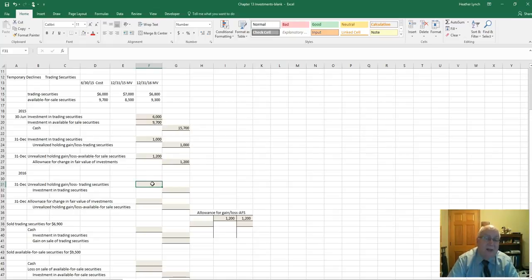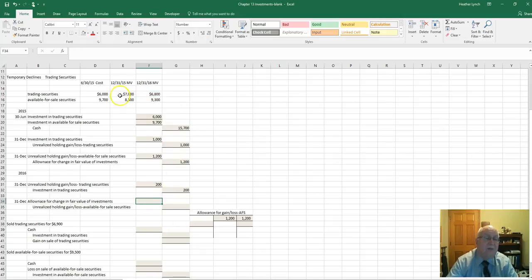So right now we have values of $7,000 and $8,500. In 2016, we look at the new balances, the market values that we have, and we see trading securities went down $200. So we want to debit the unrealized holding gain or loss, because that's a loss now, and we would reduce our investment by $200. This also goes on the income statement as an unrealized holding loss for the trading securities of $200. It's closed into retained earnings at the end of the year. On the balance sheet, we would show $6,800 as our investment account in trading securities.